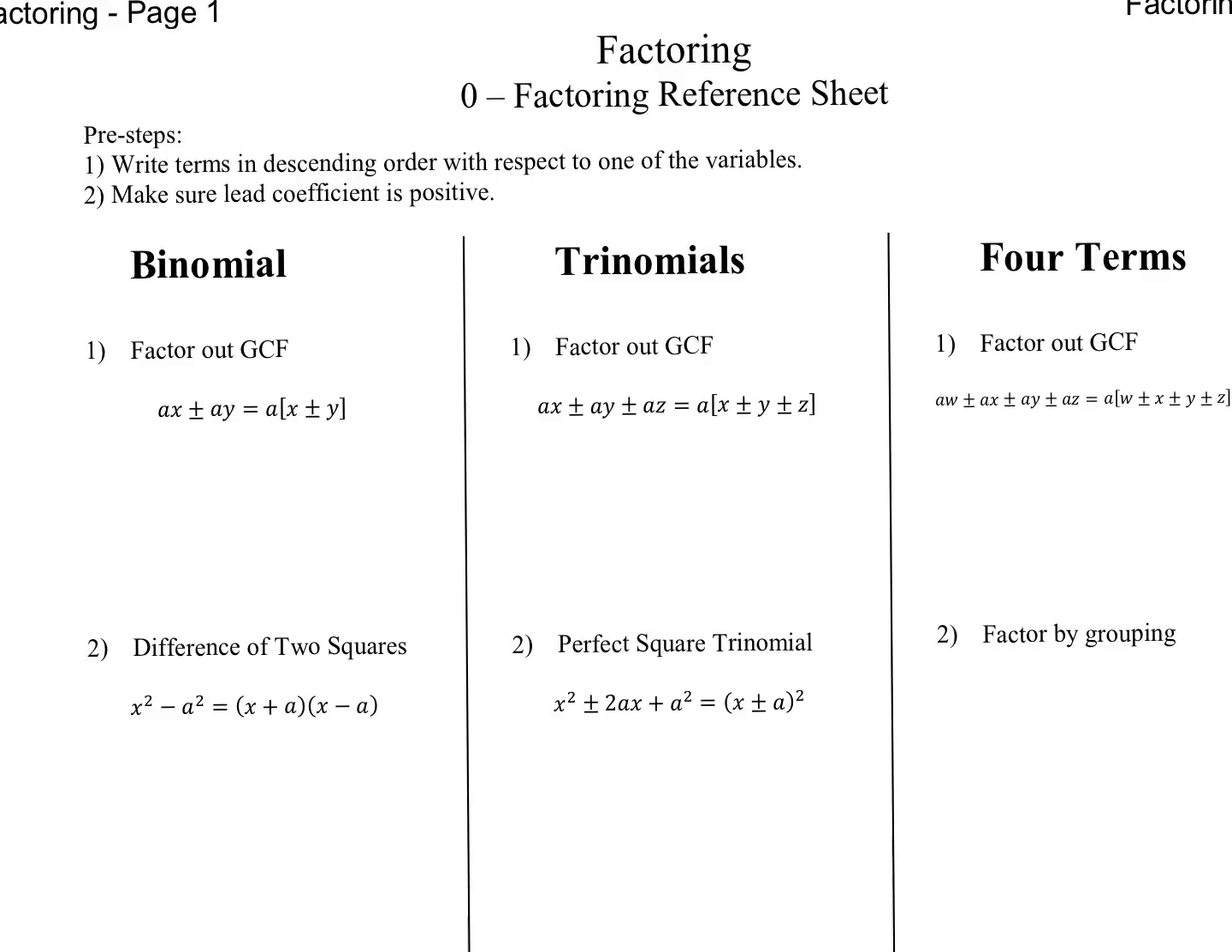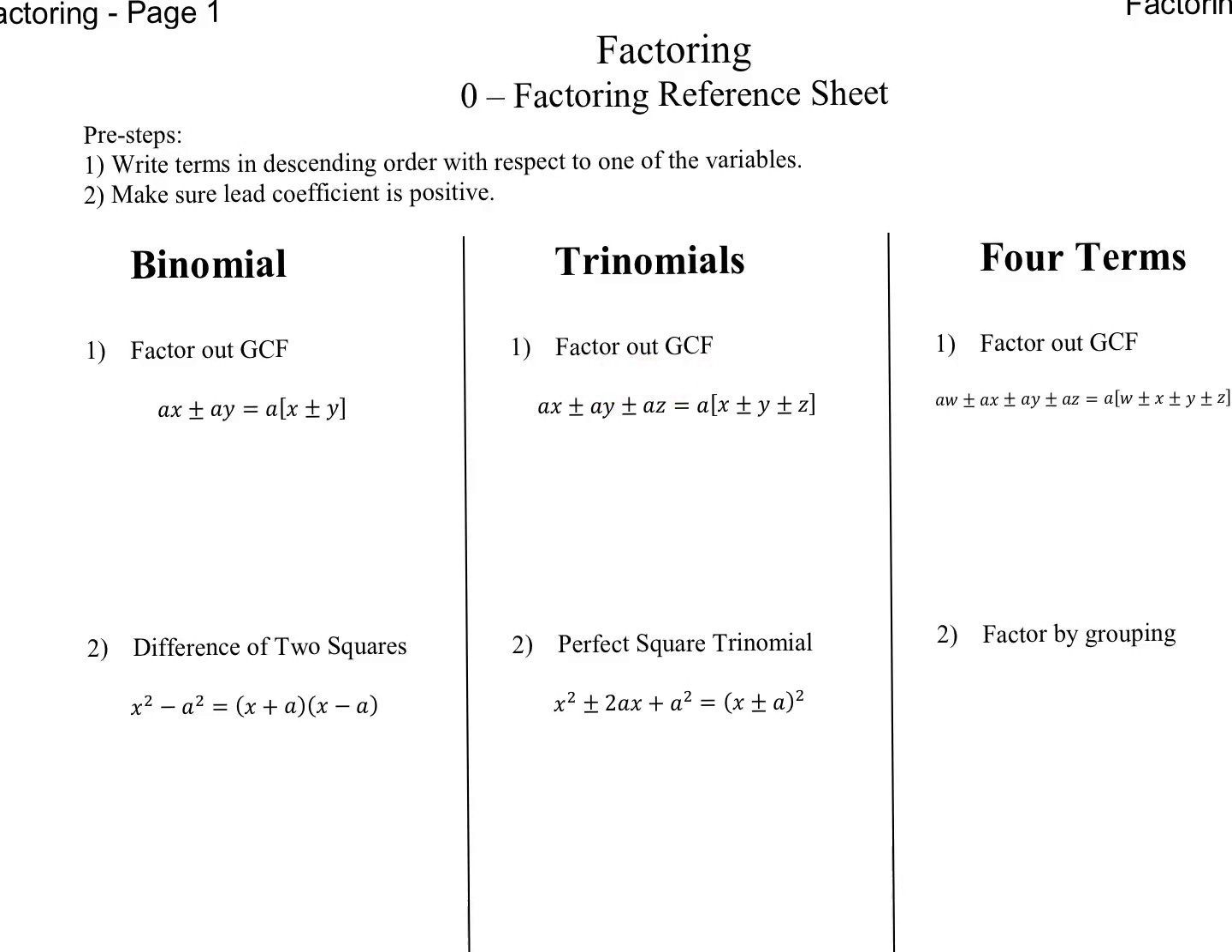Alright, let's look at some special factoring rules. As always, do the pre-steps first. Make sure the terms are in descending order with respect to the variable and the exponents for the variable. Make sure your lead coefficient is positive. Always factor out the greatest common factor.